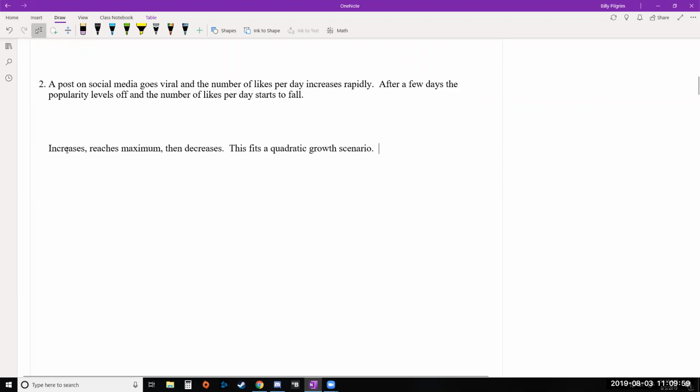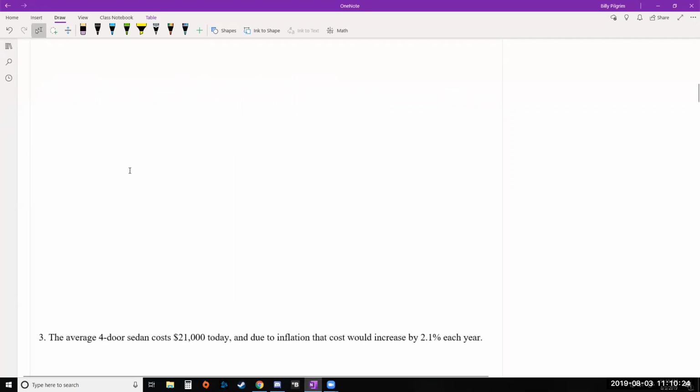Not a lot of details here. Usually we don't build our own quadratic equations because it's a little bit complicated. There are ways to do it with technology. With quadratic models, often they just give it to us. They say this equation models this scenario. But you can see that this wouldn't fit any of the others, right? It's not growing at a constant rate, and it's not growing by a percentage or factor. So up and down or down and up, that is your quadratic growth scenario.